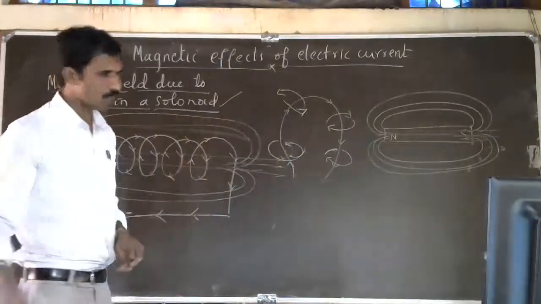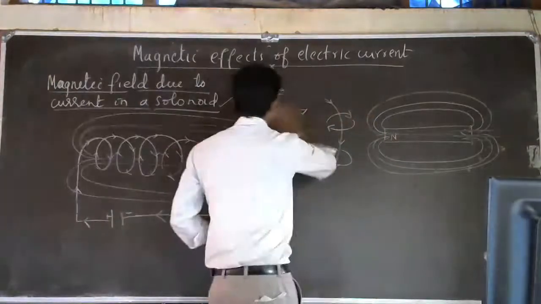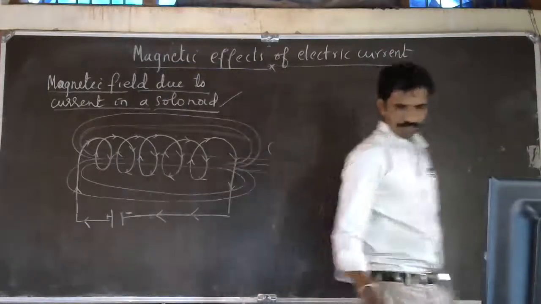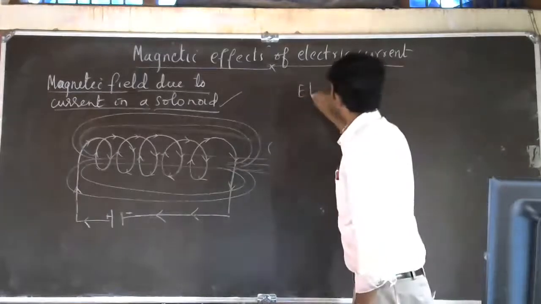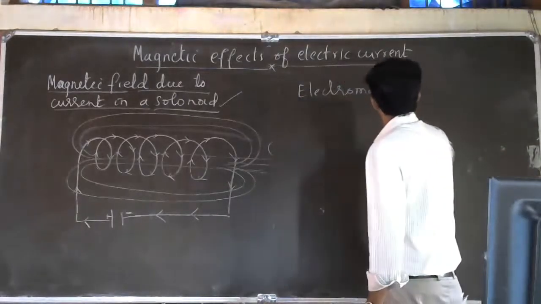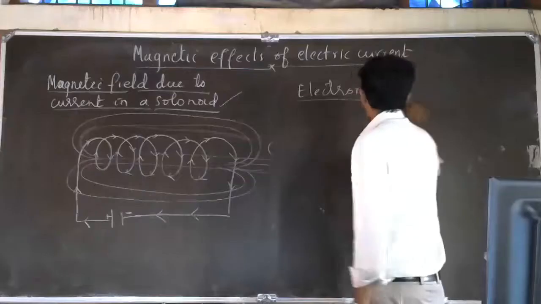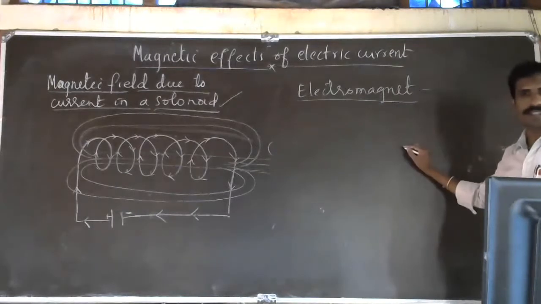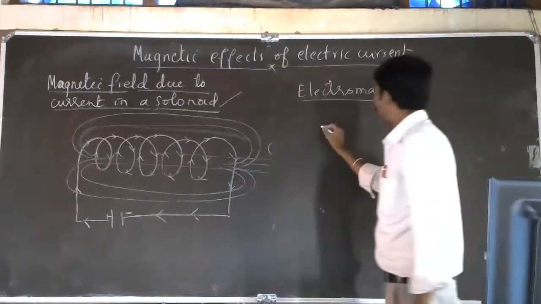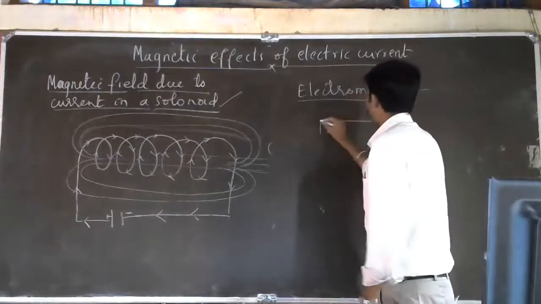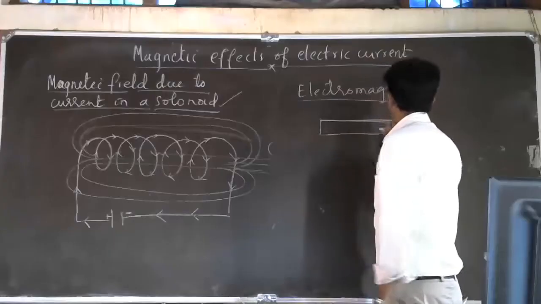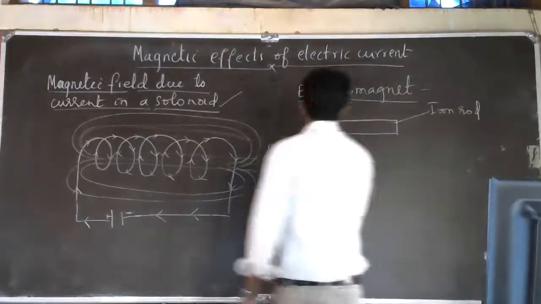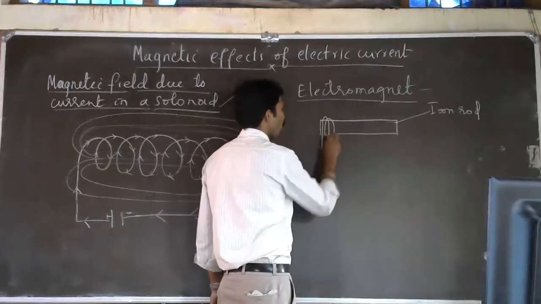Actually, the solenoid is used in the preparation of electromagnets. Electromagnets are artificial magnets which are prepared by electricity. Understood? So here, a simple method: you have to take an iron rod. For this, we have to coil a copper wire.